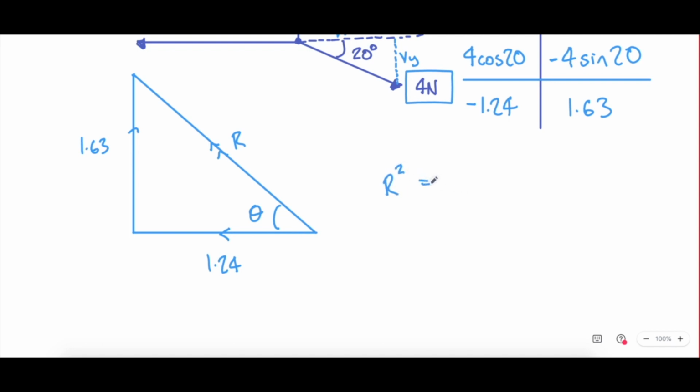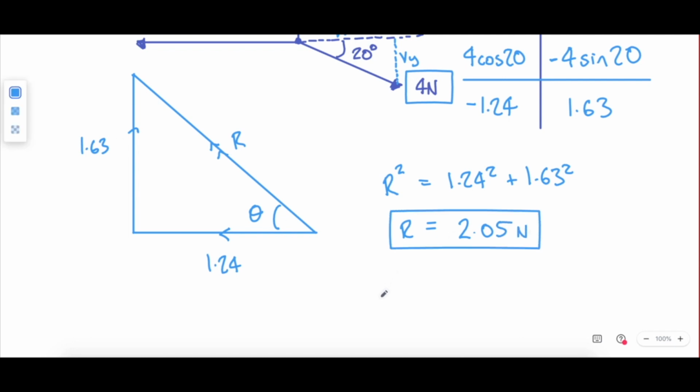So r squared is equal to 1.24 squared plus 1.63 squared. Therefore, to work out r, you need to square root all of that, and you get a magnitude of 2.05 newtons.